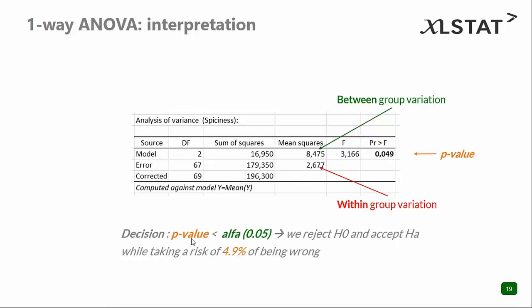So here the decision can be taken. The p-value is lower than a risk threshold, say 0.05. We can reject the null hypothesis and accept HA while taking a risk of 4.9% of being wrong. So this risk is the p-value.